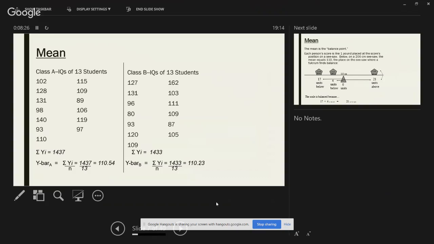And since we know the value of n here is 13, because that is the number of students we have, when we divide the summation of yi by the total number of students, we get the y bar, or the mean, as 110.54, and in the case of class B, it is 110.23. So we can say that the mean IQ of class A is a little higher than that of class B.